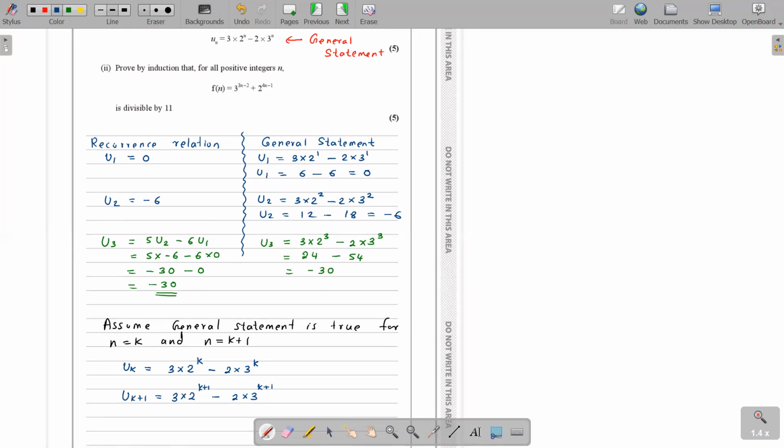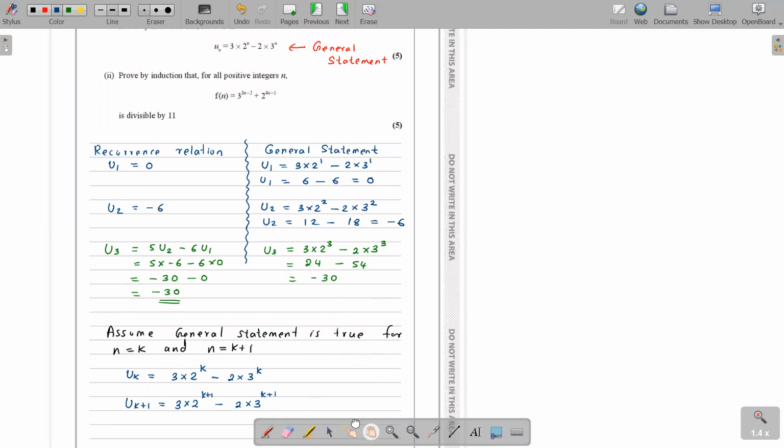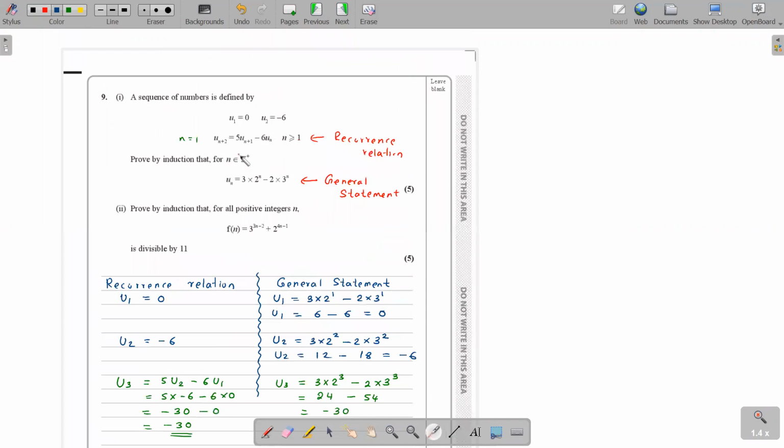So that means I assume that the kth term I get from the general is exactly the same as I would get from the recurrence. That's the assumption, right? And I assume that the k plus 1 term that I get from my general statement is the exact same as I would get from the recurrence. Now what do we do? The next step of induction is we go for the next term. We go for the k plus 2 term. And when we go for the k plus 2 term, what do we need to show? We need to show that the k plus 2 term in the recurrence is the exact same as the k plus 2 term in the general.